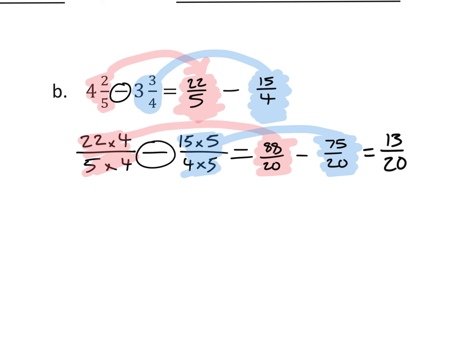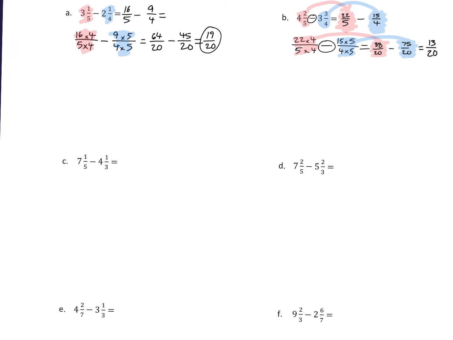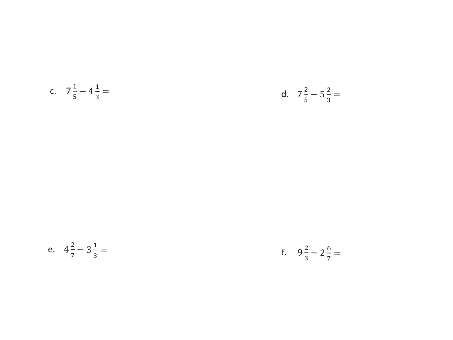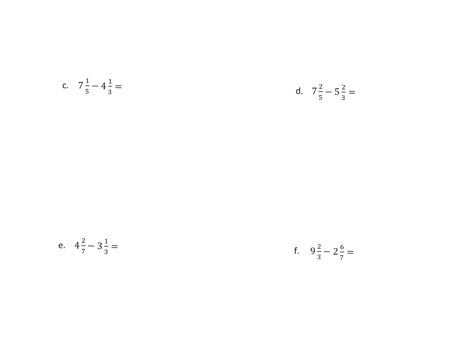And since 13 is a prime number and 20 is not a multiple of 13, I can't simplify this anymore. So 13 twentieths is my final answer. And let's go ahead and back out real quick. So I want you to go ahead and try to do C and D by yourself and then stop, and then we'll check the answers. And then we'll round back. So go ahead and pause the video, and I'll have the answers pop up in 3, 2, 1.